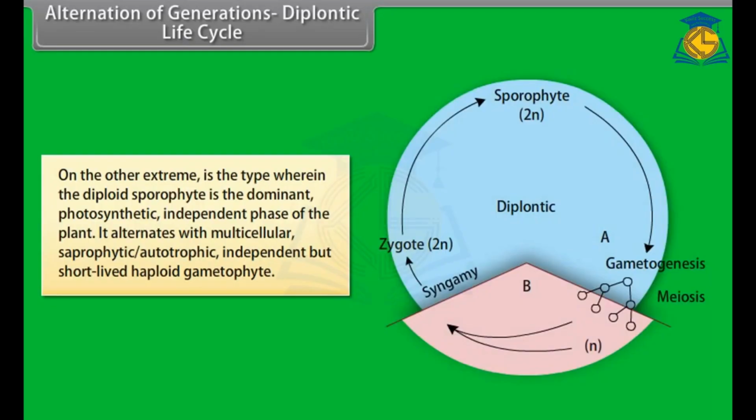Alternation of generations: diplontic life cycle. On the other extreme is the type wherein the diploid sporophyte is the dominant photosynthetic independent phase of the plant. It alternates with a multicellular, saprophytic, autotrophic, independent but short-lived haploid gametophyte.